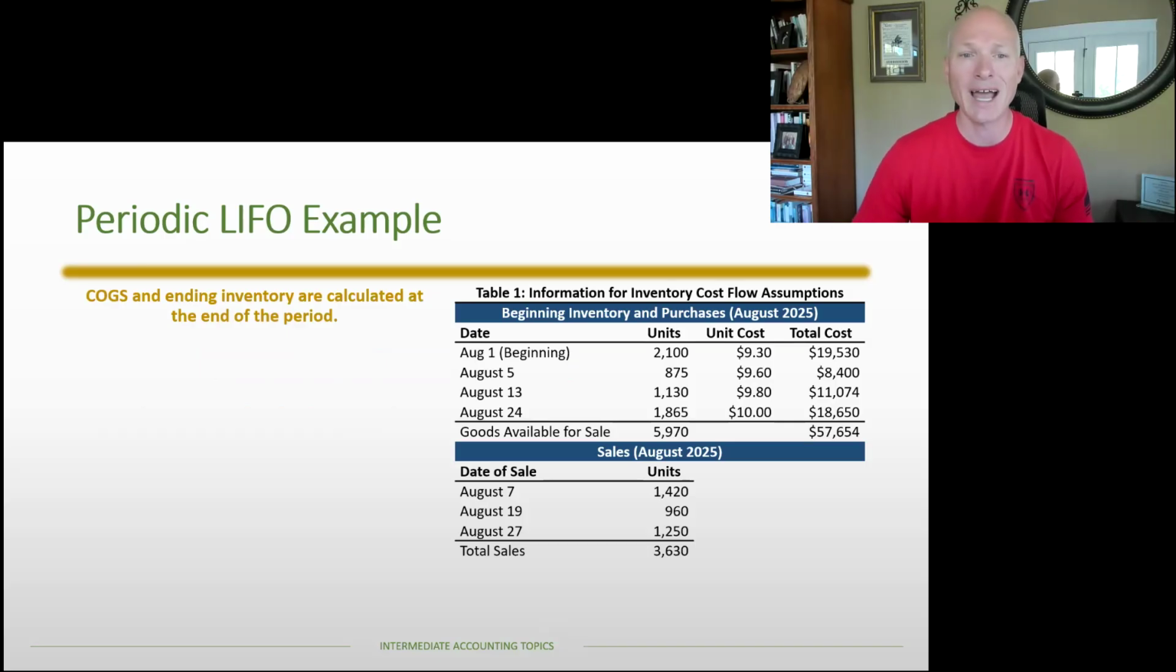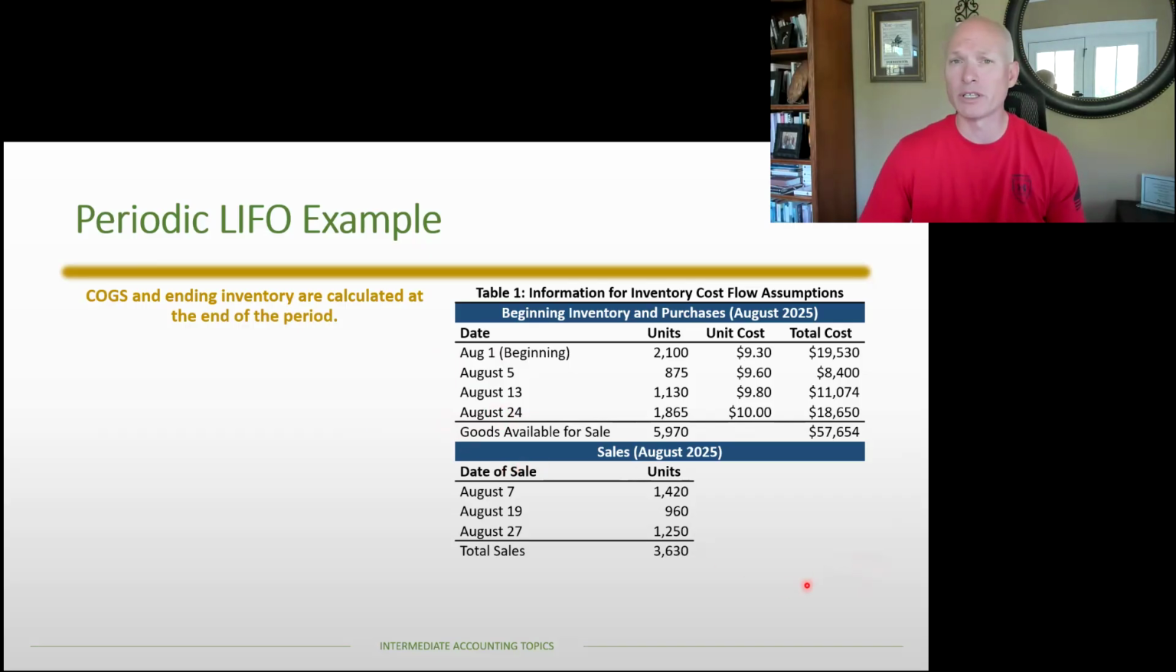Again, last in, first out, if we look at our different layers here, we have an August 1st layer, August 5th, August 13th, and August 24th. We have all these four layers. Last in, first out means the ones from August 24th are where we start as far as the ones we assume are being sold. And August 1st is the ones we assume are still on hand. We're trying to figure out which ones are sold and which ones are on hand. For ending inventory we work from August 1st, and for cost of goods sold we view it from August 24th.